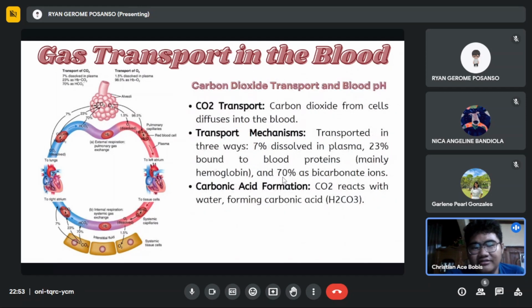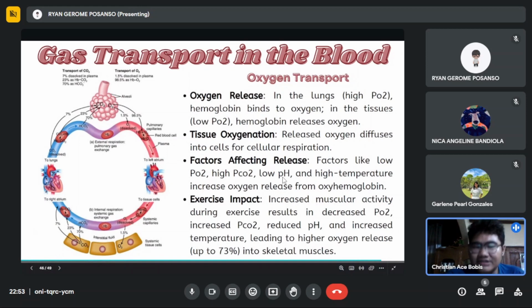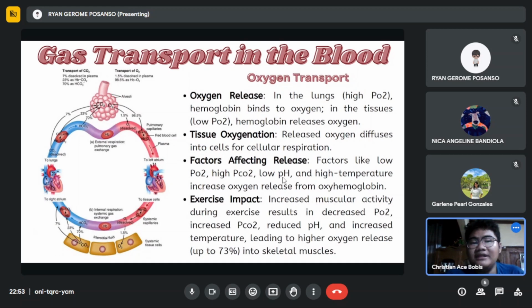Next would be oxygen release. Following oxygen binding in the lungs, hemoglobin undergoes a conformational change that facilitates oxygen release in tissues with lower partial pressure of oxygen. This dynamic interaction ensures that the oxygen is unloaded where it is needed for cellular metabolism. The release of oxygen is a finely regulated process allowing for efficient adaptation to varying oxygen demands in different tissues and organs throughout the body.